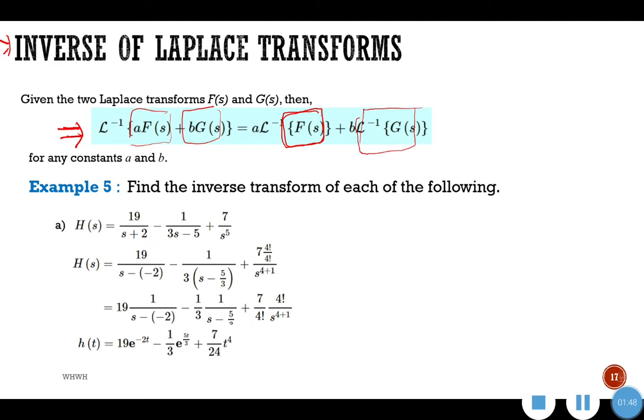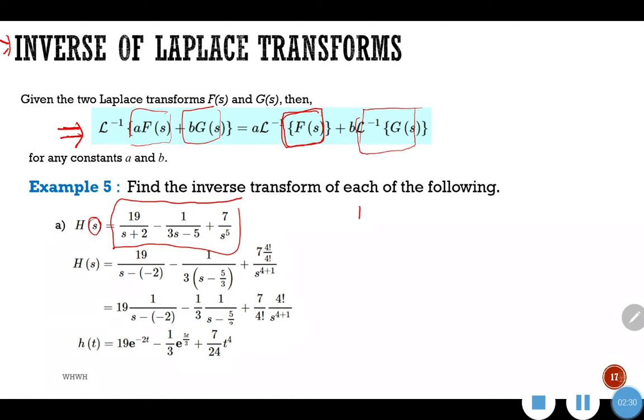Alright, so we straight go to example 5. Find the inverse transform of each of the following. Okay, so sebab macam saya cakap tadi, there's no specific method, so I'll explain to you directly through an example. For A, F of s equals 19 over s plus 2 minus 1 over 3s minus 5 plus 7 over s to the power of 5. Okay, kita ada ni, kita punya Laplace transform. There are 3 terms, so you can go term by term.